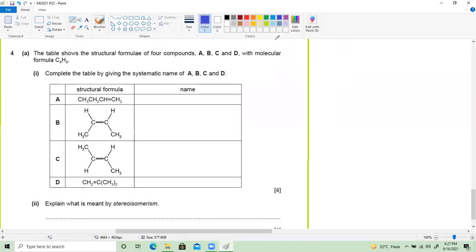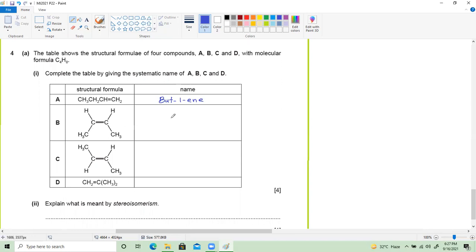Okay, question number 4. The table shows the structural formula of 4 compounds A, B, C, and D with molecular formula C4H8. Complete the table by giving the systematic name of A, B, C, and D. So what should be the name of the first compound? It should be very easy. It's called but-1-ene.